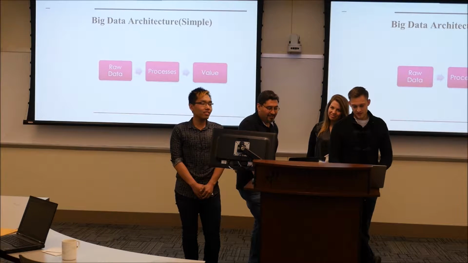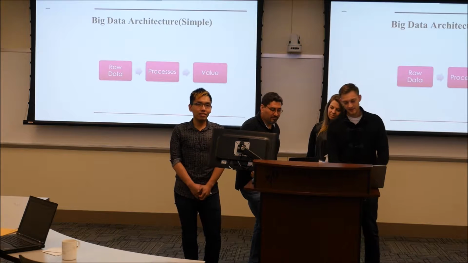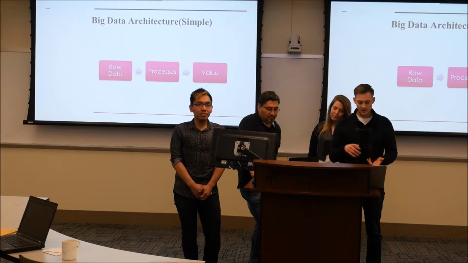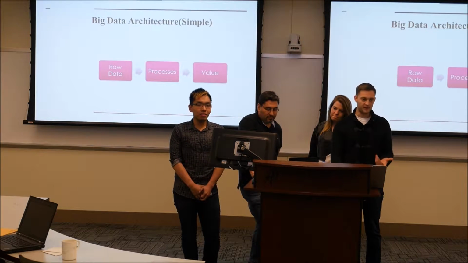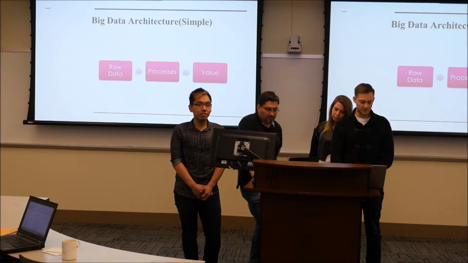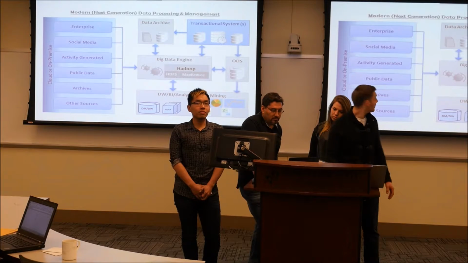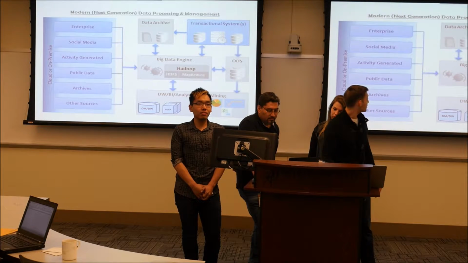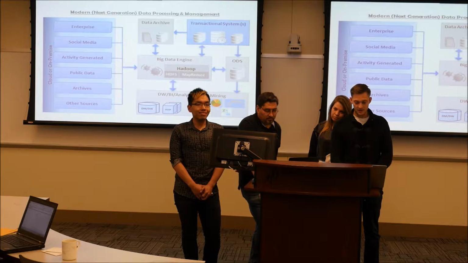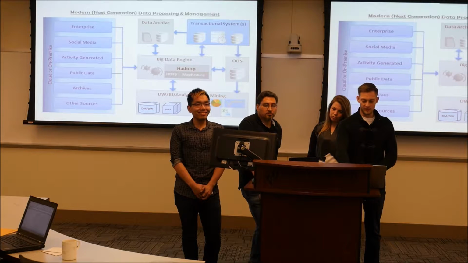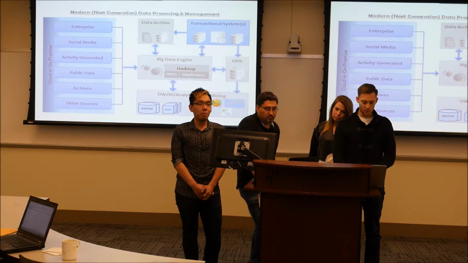So my understanding of a simple big data architecture is raw data goes in, it gets processed, and then there's some kind of value attached to it that the end user could then see in a dashboard or something like that. Next. And then this is our modern next generation data processing and management. The only difference here would be that there was no big data engine before, now there is, and that's taken place by Hadoop.